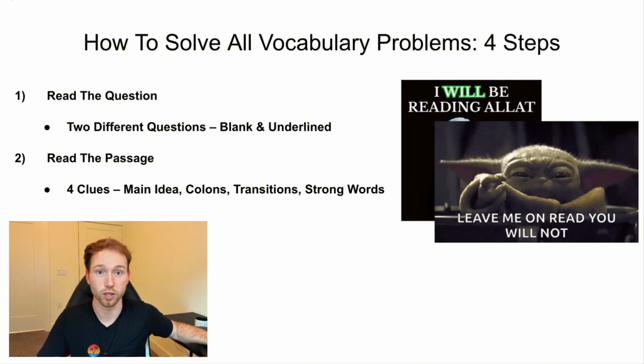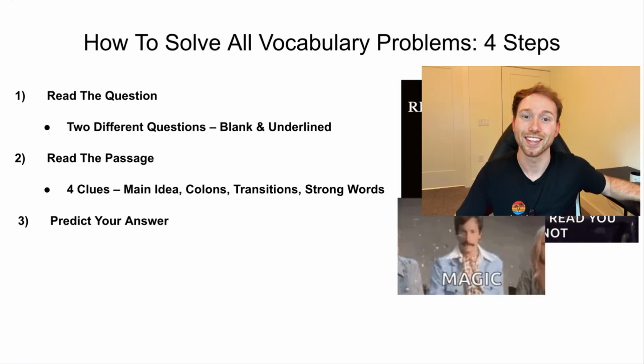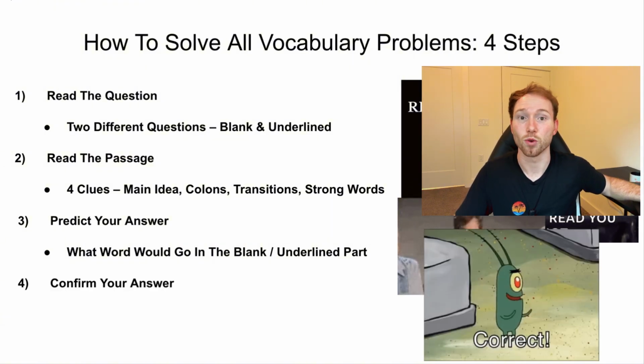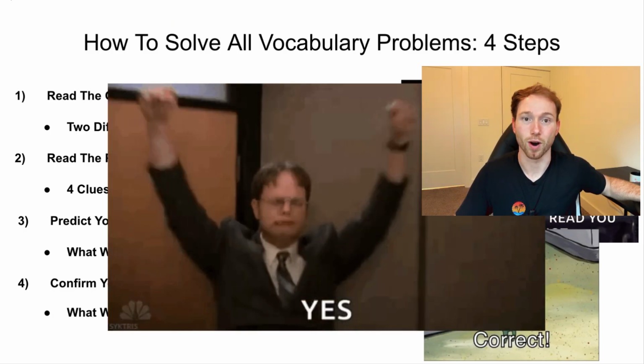Then look for strong words or words with strong tone, either positive or negative, or just influential words that change your idea about something. Then you want to go ahead and use these clues to predict your answer, which should be what you think the underlined word means or what should go into the blank. Then you want to solve or confirm your answer. You want to compare your prediction to the answer choices. And that's how you solve vocab problems on the SAT.